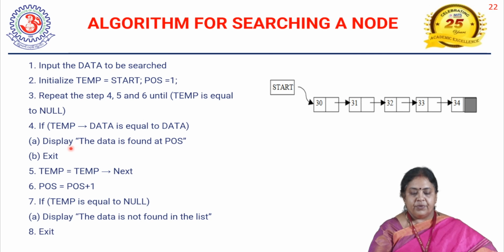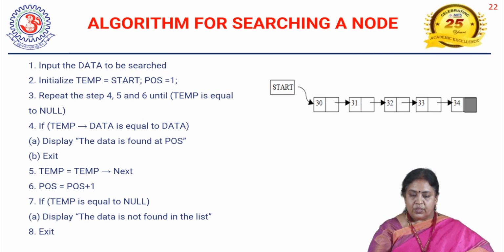Okay. If it does not work, then what happens? It is not found here also, then temp becomes this one. And here also the data is not matching, then the temp becomes this one. Now ultimately we check, if temp is equal to null, then what you are going to display? The data is not found in the list. That is the algorithm for searching a node.